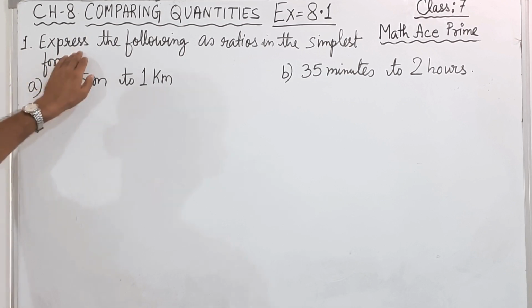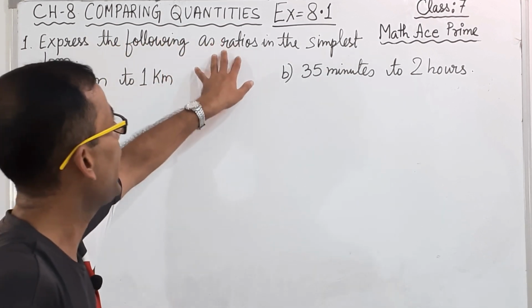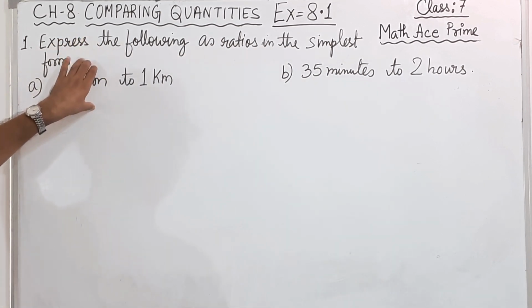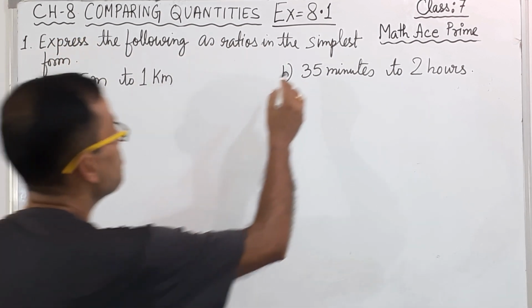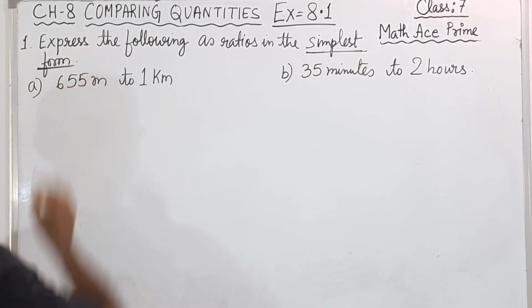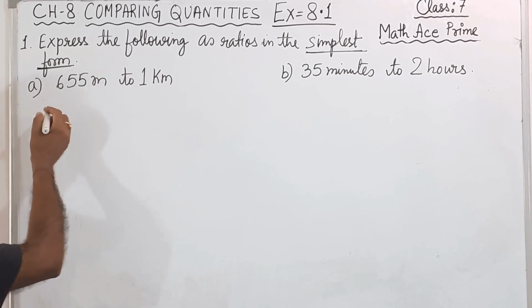Number 1, express the following as ratios. So we have to express these as ratios in the simplest form. Simplest form you have to show. Okay, so how will we do it?